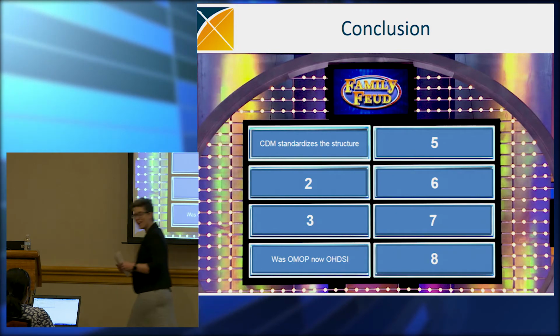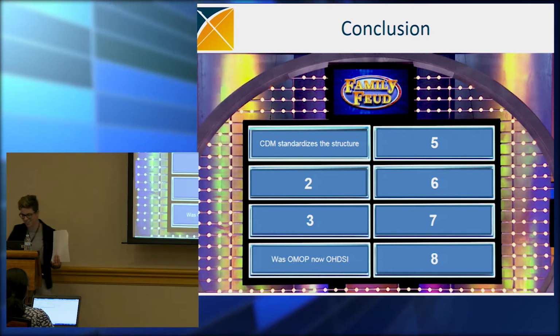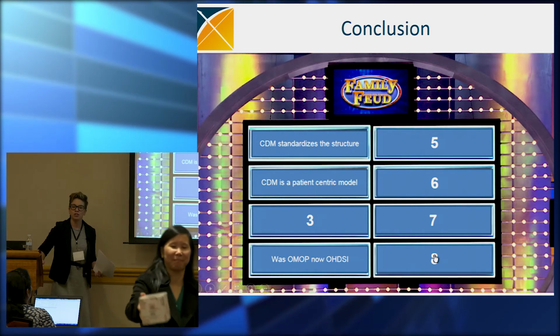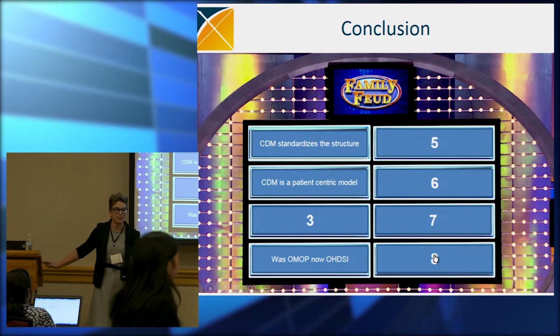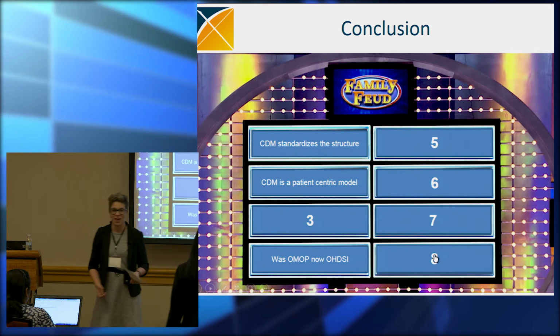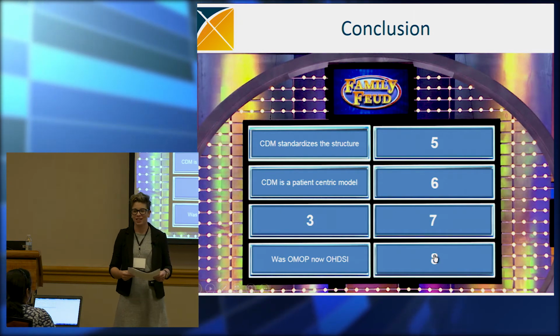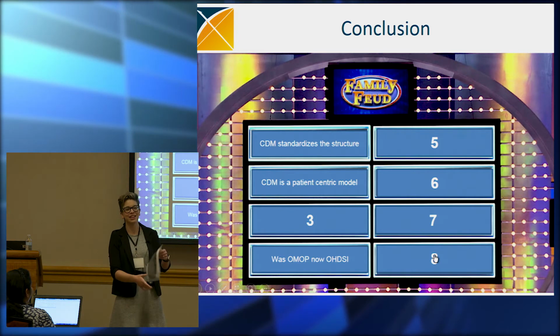You win a prize. It is a patient-centric model. The CDM is patient-centric, and all of the data in the CDM is anchored off a person. We have one person in the person table, one record per person. Any other thoughts?